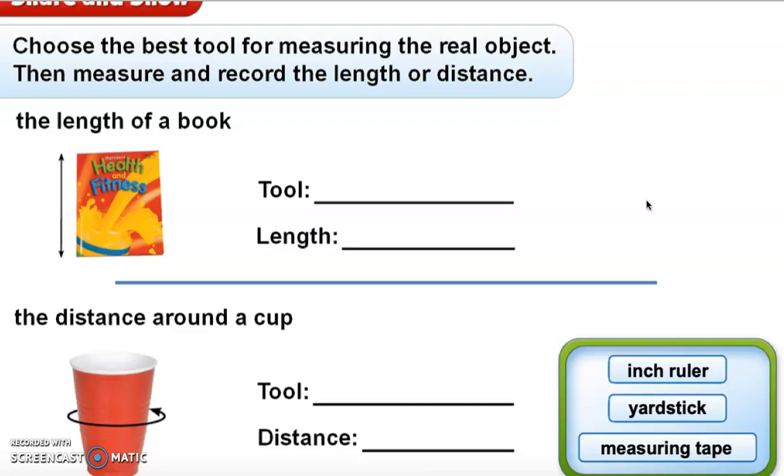Okay, so the length of a book. If we think about a book, first of all, it's not round, so we don't really need to use a measuring tape for it, because a book is pretty flat. You can flatten it out. And it's also not 3 feet long, right? There are books out there that could be that size, but for the most part, it looks like this is just a regular type of book. So we wouldn't use a yardstick to measure a book either, because books are not usually 3 feet long. So the best tool to use to measure a book would be an inch ruler. So an inch ruler is going to go right here.